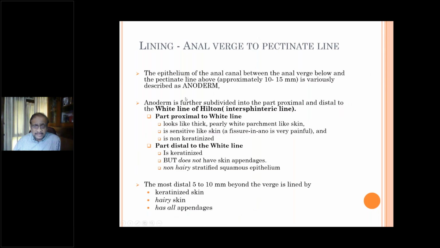So the part distal to the white line, we just said, is keratinized, does not have any skin appendages, and is non-hairy stratified squamous epithelium. So here basically you have one type of epithelium, here a different type, here a third type, right? And above this, the rectum has a fourth type of epithelium. Okay, and the most distal 5 to 10 millimeters beyond the verge.